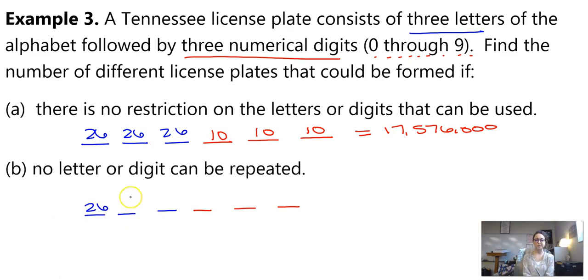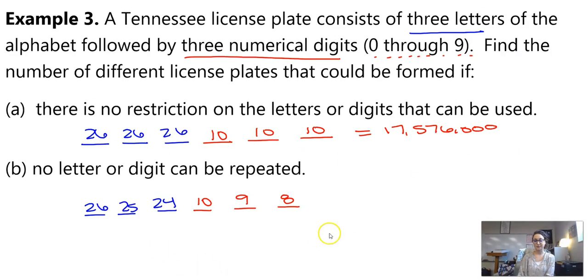Now, how many options for that second slot? Only 25, because whatever letter I used here, I can't use here, but any of the others work. And what about for that next slot? 24 options, right? Okay, moving on to my digits, I've got how many digits to begin with? So 10 for this event. How many for this next one? Just 9, and then 8.